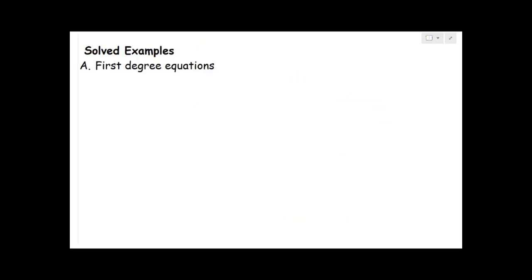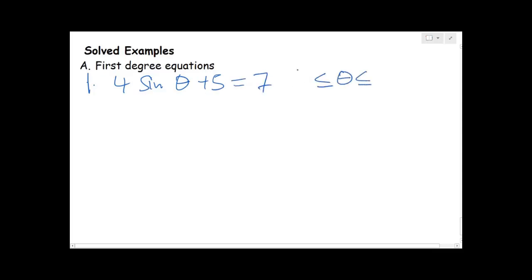We now solve a number of trigonometric equations. We are going to start with category A of first degree equations, whereby we have an example. So question 1, we have 4 sine theta plus 5 is equals to 7 for theta lying between 0 degrees and 90 degrees.